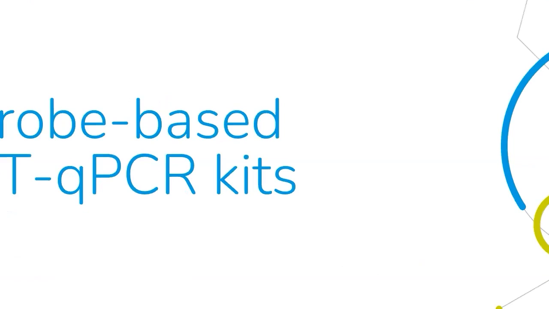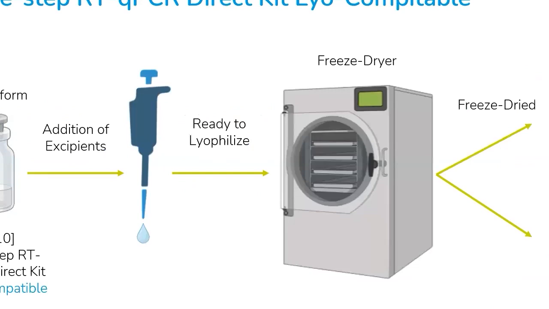Finally, let's move to the experiments with our probe-based RT-qPCR kits on the Fluxergy Analyzer. These mixes are suitable for RNA targets. In our R&D pipeline, there is also a lyo-compatible version of the one-step RT-qPCR direct kit, which includes lyophilization excipients to produce lyo cakes. This mix is also suitable for those users who want to add their own excipients to produce lyo beads.